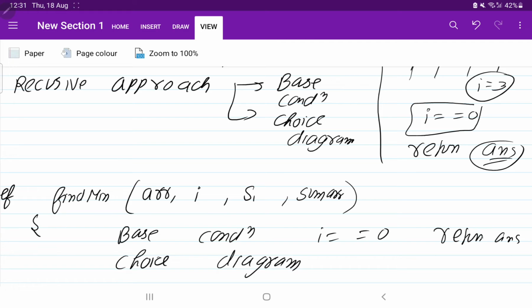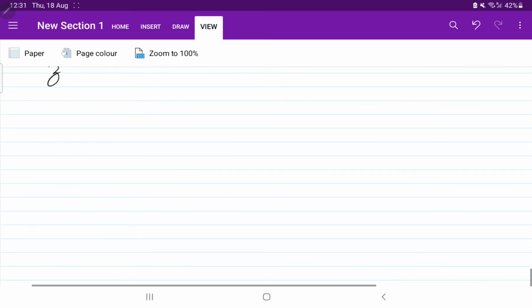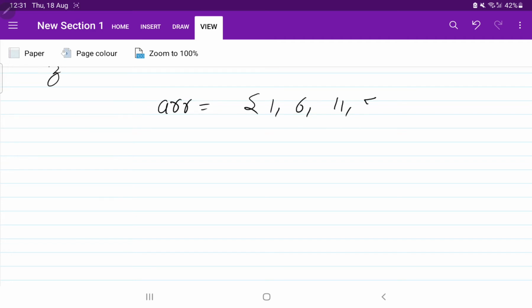Return answer. What is answer? I will tell you later. Now we have the choice diagram. So what is the choice diagram? I told you that an array is given to us with the elements 1, 6, 11 and 5. So what is the choice diagram? Either we take this element or we leave this element. This is the choice diagram.